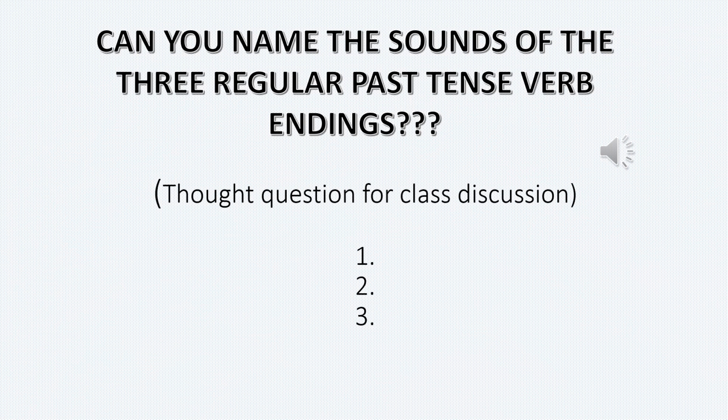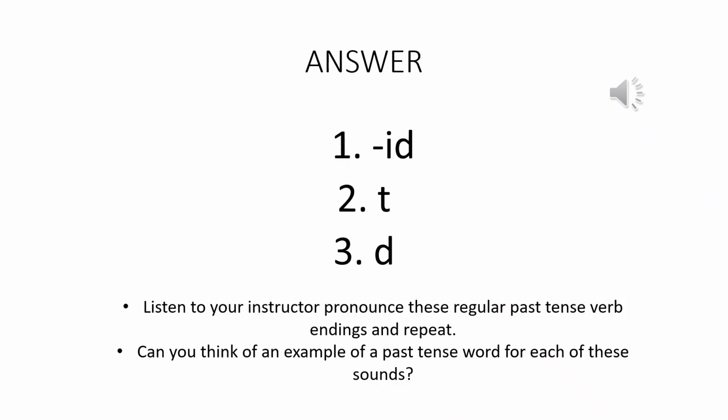Question: can you name the sounds of the 3 regular past tense verb endings? This is a thought question for class discussion. Here is the answer to the previous slide. 1. Id. 2. T. 3. D.